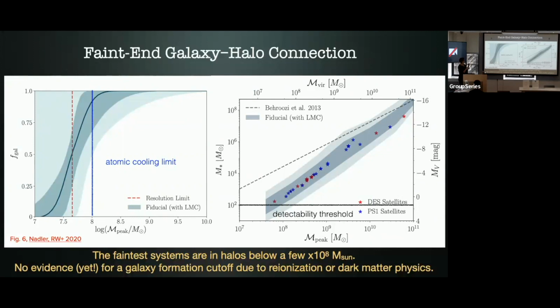Okay, and this plot, F-gal, is saying that when this is 1, every halo of this mass hosts a galaxy, and when it's 0, no halo of this mass hosts a galaxy. You can see at 10 to the 7, the error bar is essentially as large as it might be, so I don't know anything about whether galaxy formation turns off at 10 to the 7. But what I can say is that about half of the halos at 10 to the 8 are already hosting a galaxy. And I think that's already a really interesting number.